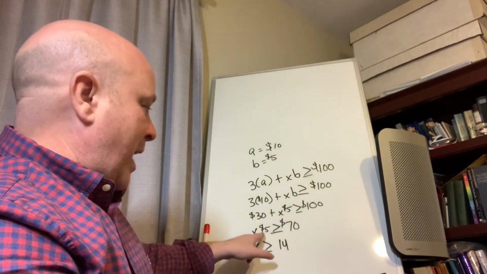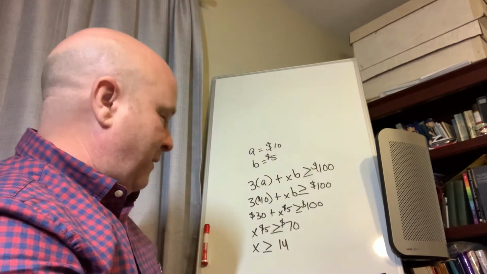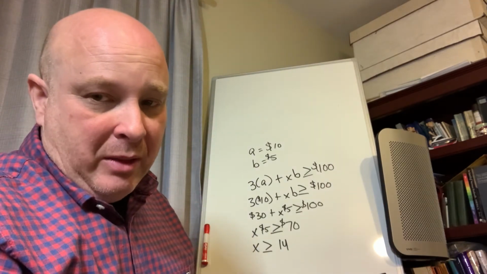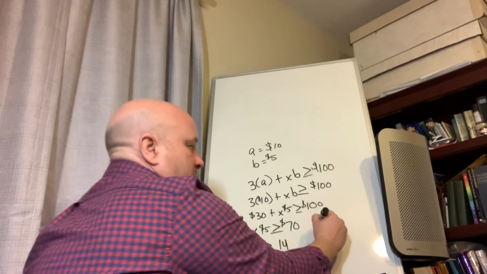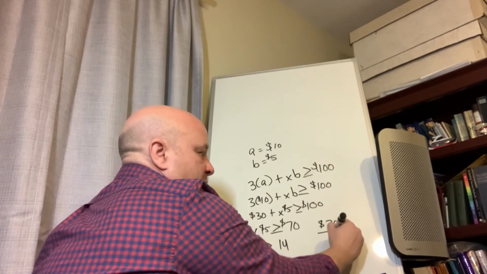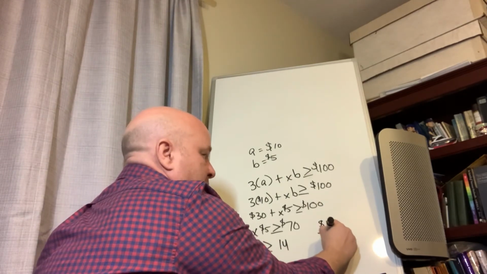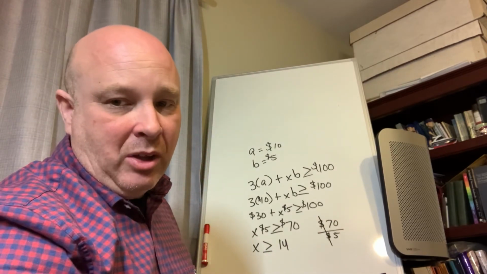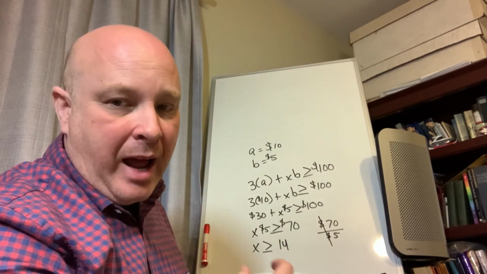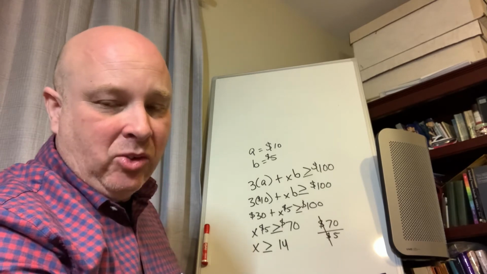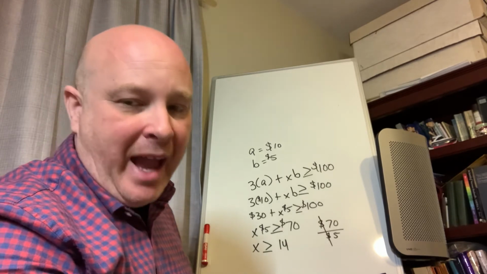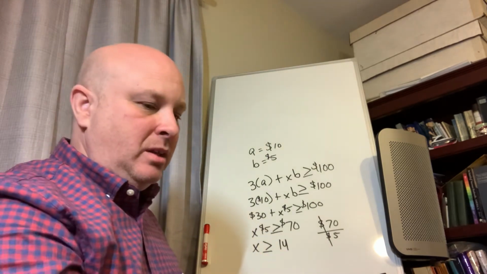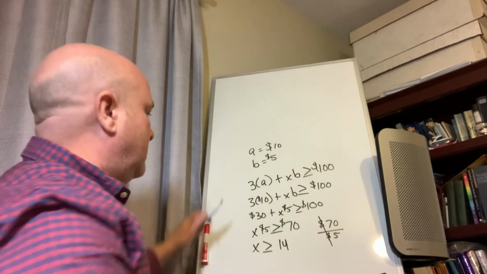Notice that when I divided $70 by $5, my answer is not in dollars, because the dollars actually cross themselves out. That gives me a number, not a dollar sign. It gives me an X, and X is what? The number of hours that he has to work doing laundry, okay?